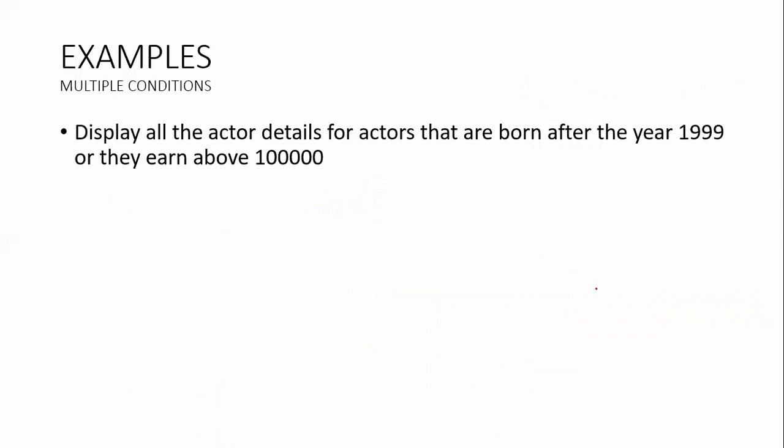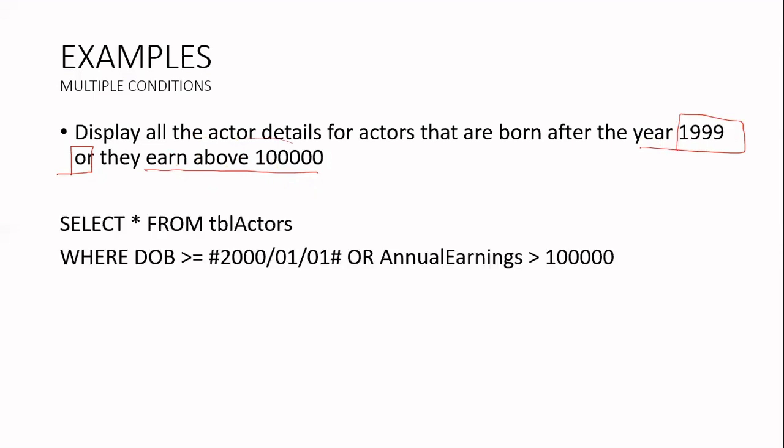In the next example, we want actor details who were born after the year 1999. We looked at how to solve that particular example, or how to write that condition. And, not and, or they earn above 100,000. So this means we can have one of the two conditions to hold true. The first condition is either you're born after this date, or you earn more than that amount. So that's now connecting the two conditions with an or.